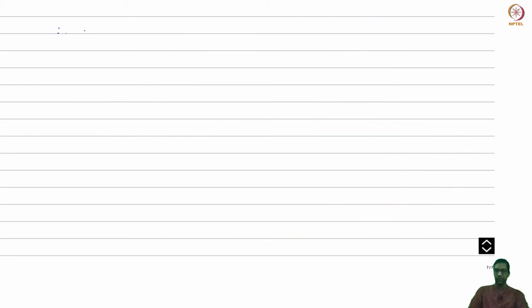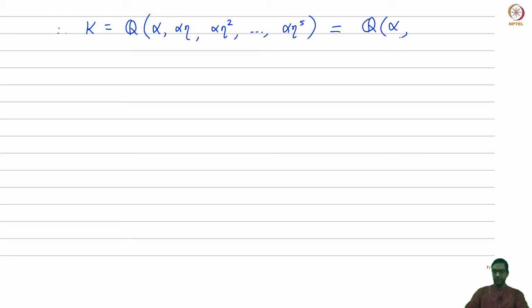Therefore, as before, what's the splitting field? I just take Q and adjoin to it these 6 fellows, alpha, alpha eta, alpha eta square and so on till alpha eta to the 5. And observe as before that, well, I have to adjoin alpha definitely because alpha is not in Q. Okay, so quick observation here, observe that alpha is not in Q.